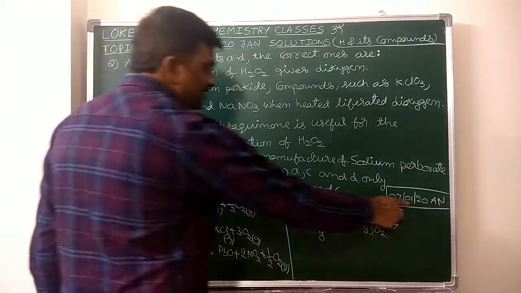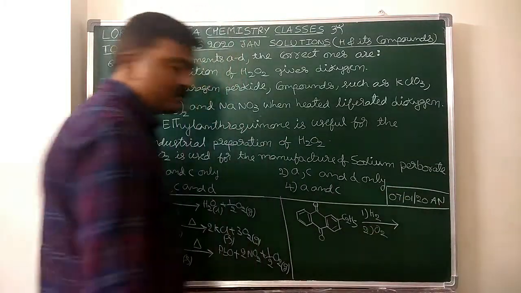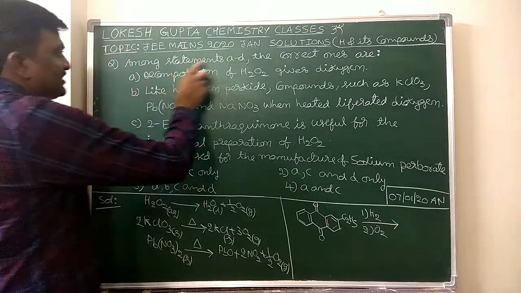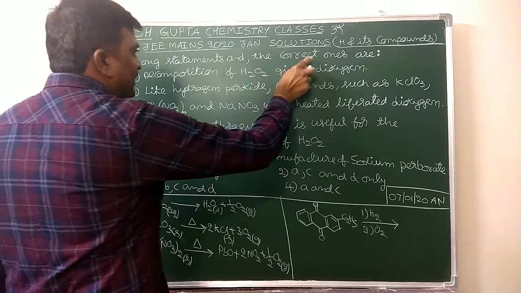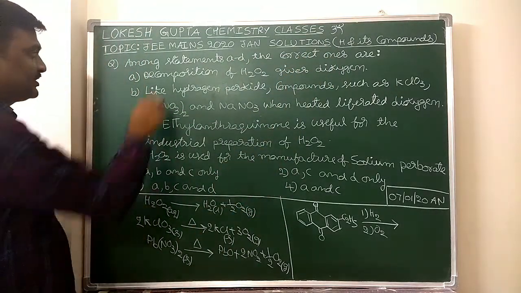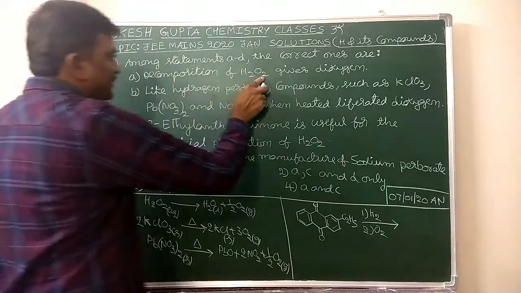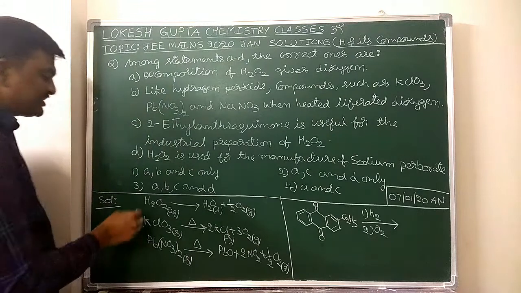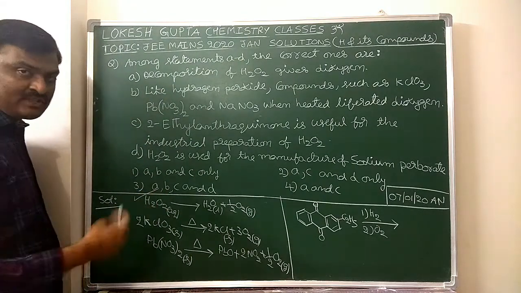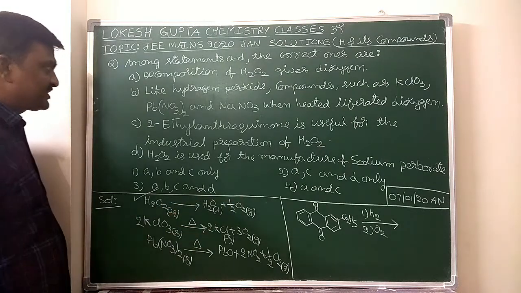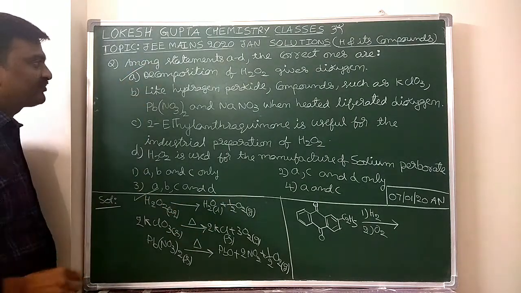It was given on 7th January afternoon. Now the question is, among the statements A to D, the correct one is R. Correct statement: decomposition of hydrogen peroxide gives dioxygen. Dioxygen means O2. This is correct only. Hydrogen peroxide decomposes slowly to give water and oxygen. So it is a correct statement.